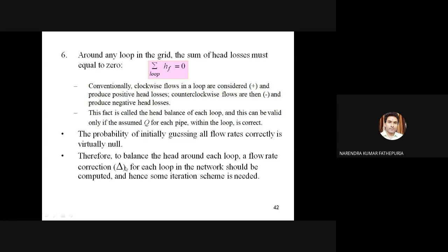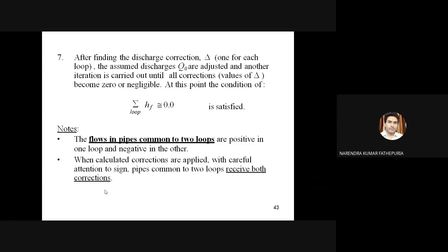Once you determine this correction, you will add it to the flow rate in and flow rate out, and you will balance the layout. So after finding the discharge correction delta for each loop, the assumed discharge Q naught is adjusted and another iteration is carried out until all corrections to be done become 0 or negligible.